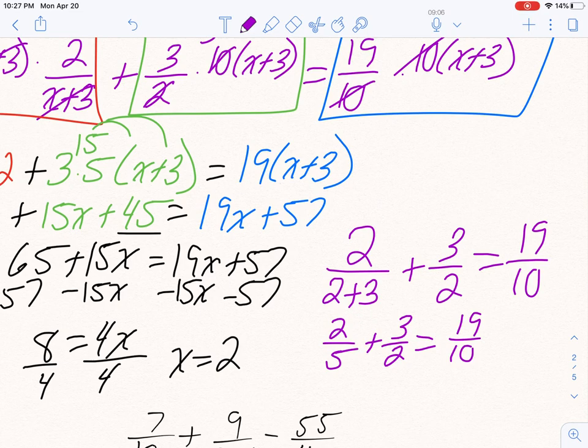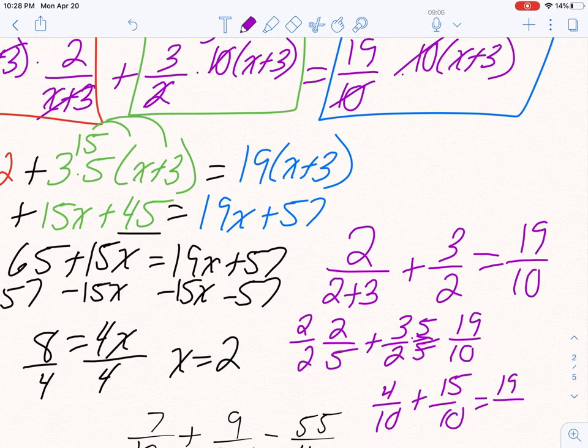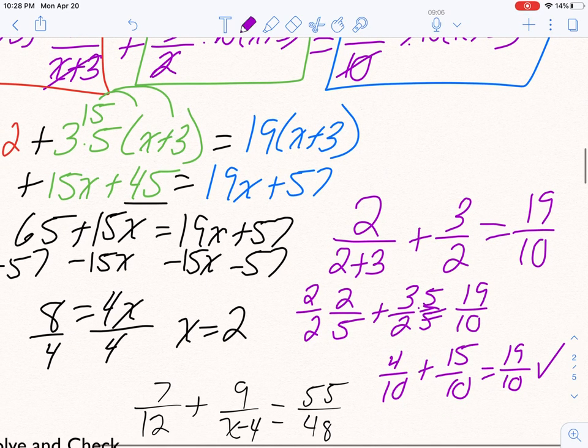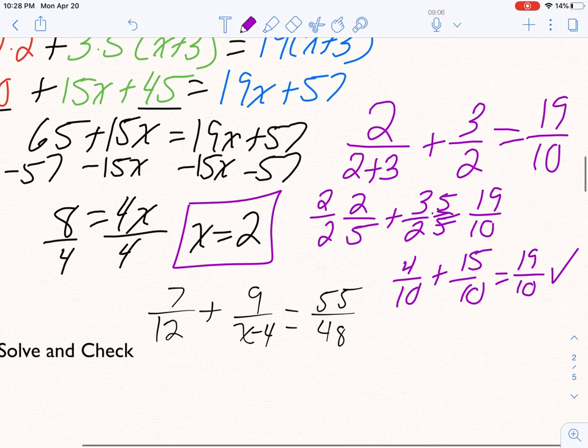So my denominators are 5, 2, and 10. To find a common denominator, all three have to go into the same number, which is 10. So I multiply top and bottom by 2 there, top and bottom by 5 there, which gives me 4 over 10, plus 15 over 10 should equal 19 over 10. I think we can all do that math, so x equals 2 is my correct answer.